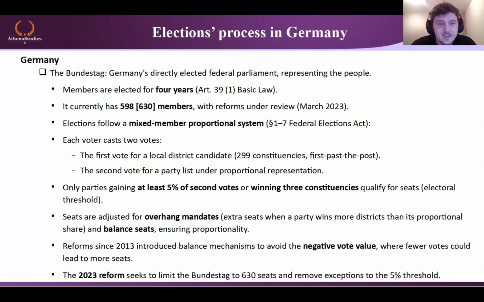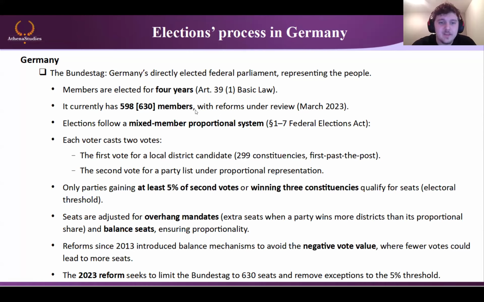So what about the Bundestag? Well, that's Germany's directly elected federal parliament, and so it represents the people. So a few facts here: members are elected for 4 years, and I always put, sometimes when I can, the law reference. It currently has either 598 or 613 members, because there was an update recently in March 2023. So that's according to the book, because I think the book is also from 2023. So yeah, there is an overlap here.